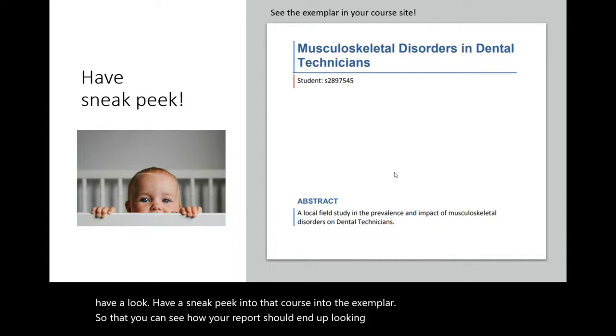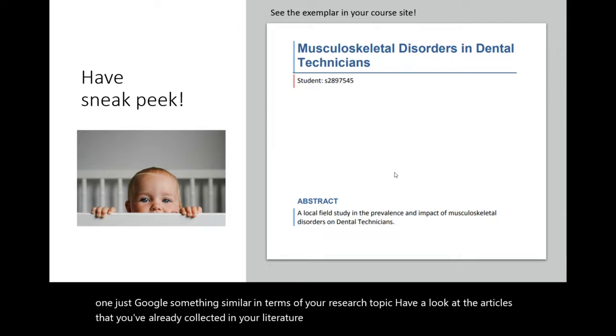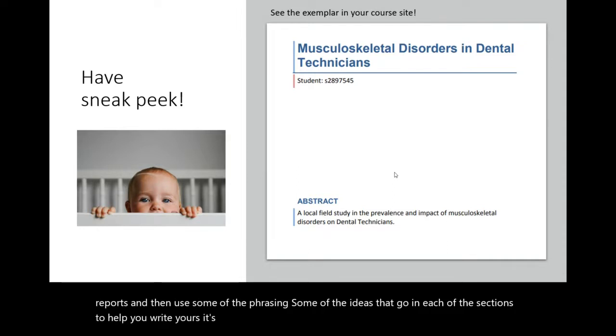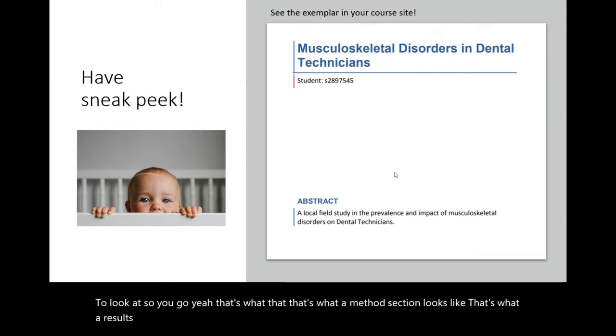And even if you couldn't find that one, just Google something similar in terms of your research topic. Have a look at the articles that you've already collected in your literature review, see how they've set out their research reports, and then use some of the phrasing and some of the ideas that go in each of the sections to help you write yours. It's always nice to have a good model to look at, so you go, oh yeah, that's what a methods section looks like, that's what a results section looks like. So don't be scared to do that. It's a really good technique.